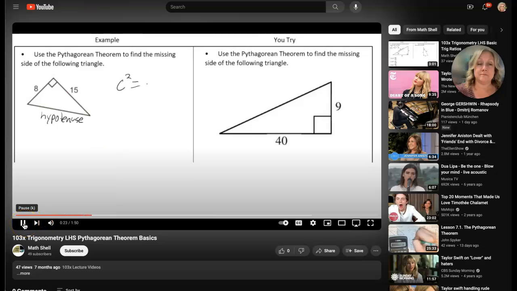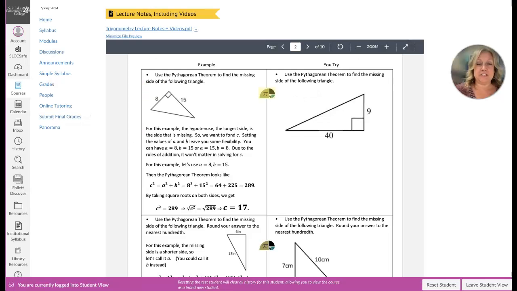With our c squared equals a squared plus b squared, the Pythagorean theorem, the hypotenuse is c. Okay, I'll pause there for a minute just because I wanted you to get the idea.